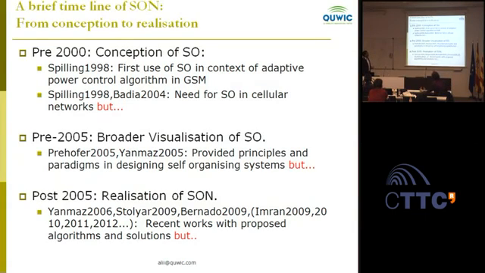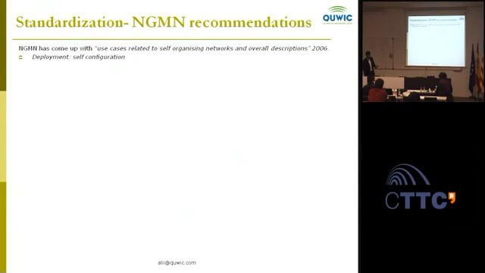Some overview of the projects which are going on. Before the projects, this is a brief timeline. As I mentioned at the beginning, it started in 2000 with this Spilling's paper, and then this paper by Prehofer, from which I got a definition. After that, there are a large number of works on individual solutions, which I'll go into detail later. In terms of standardization, it was triggered by NGMN. Again, it's a dream come true for operators, so NGMN was the main driver behind it in 2006.